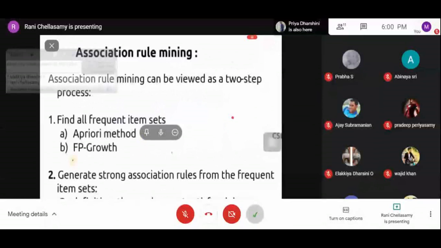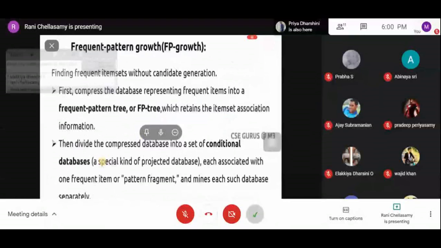Now the next algorithm is the frequent pattern growth algorithm, or FP algorithm for short. The FP growth algorithm is used to find the frequent item sets without candidate generation. That is the main important thing to be noted: without candidate generation. First, you compress the database representing the frequent item sets into a frequent pattern tree, or FP tree. That is, you construct the FP tree, which retains the item set association information.